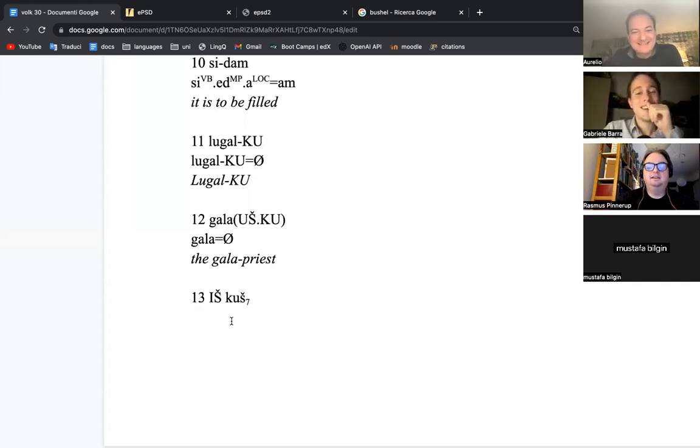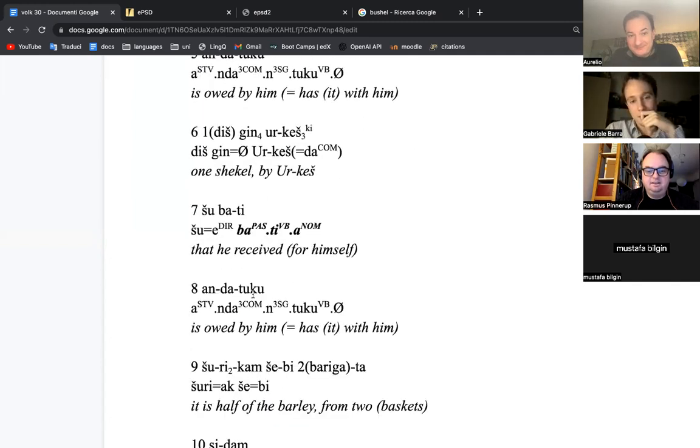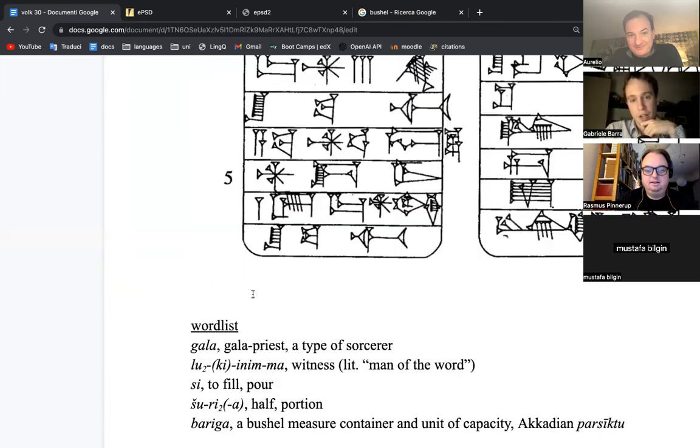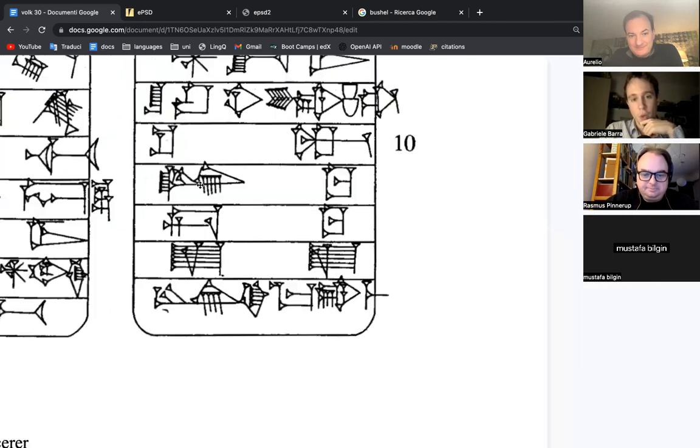Let's leave it there. So this actually, again, the wonders of Sumerian. This is the line. So this is Lugal Ku, and then we have Gala, which is Ushku, and then we have this and this, which are the same sign. They just mirrored it. So it's the same sign. Not even. Yeah, I see.